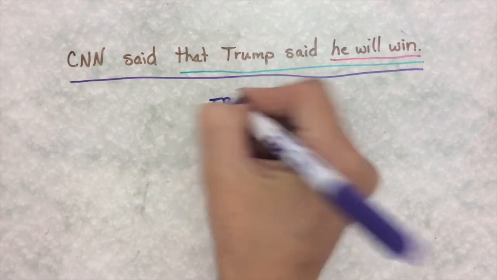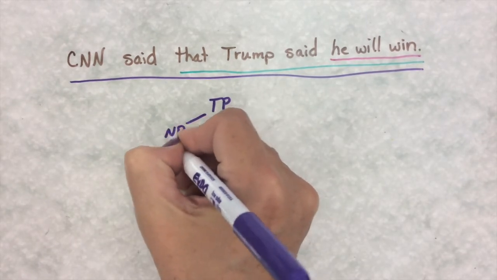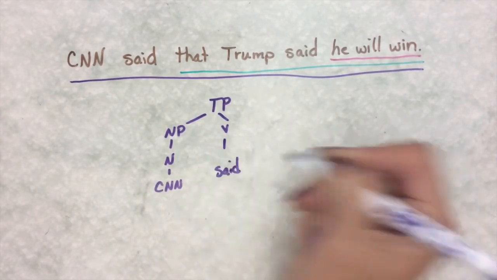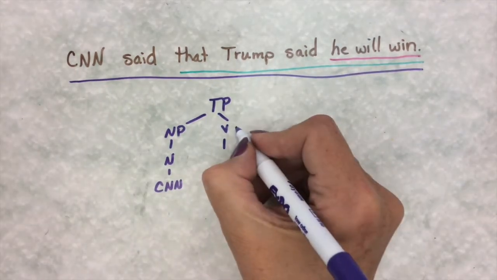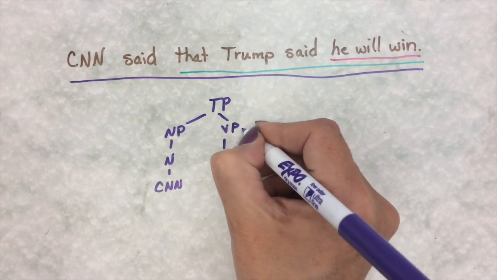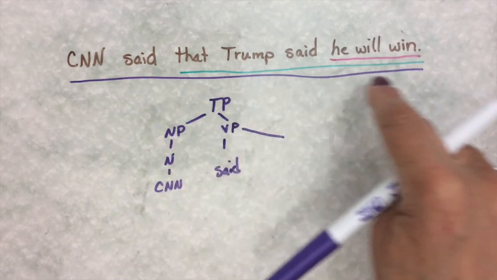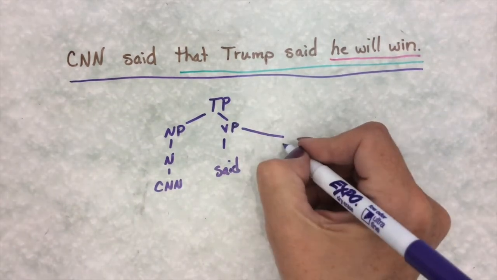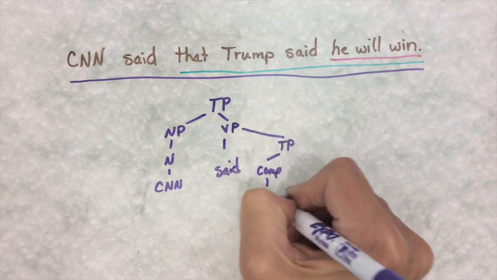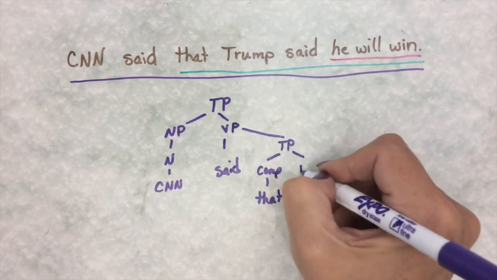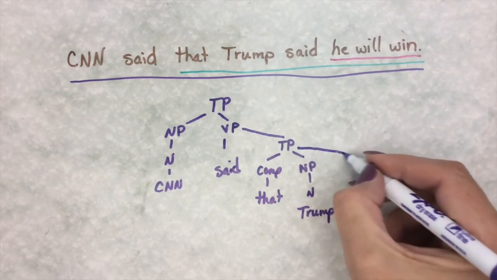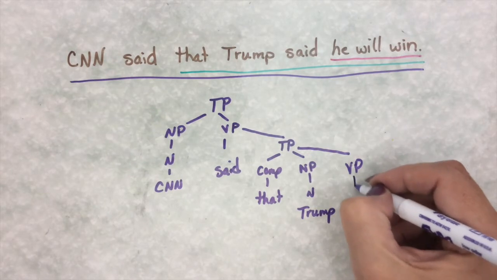So we have a total phrase, noun phrase, noun, CNN. Verb said. It's a verb phrase because he actually said something. Okay. That Trump said he will win. I'm going to treat that as another total phrase. It's got a complement that. And then we have the noun phrase, the noun Trump. And the verb phrase, the verb said.